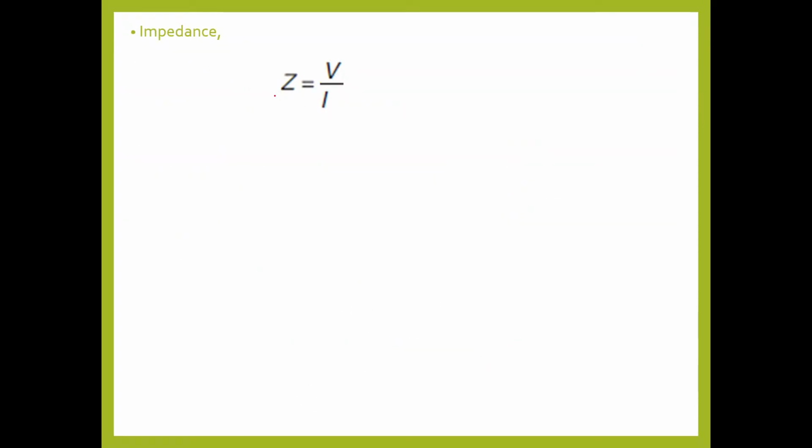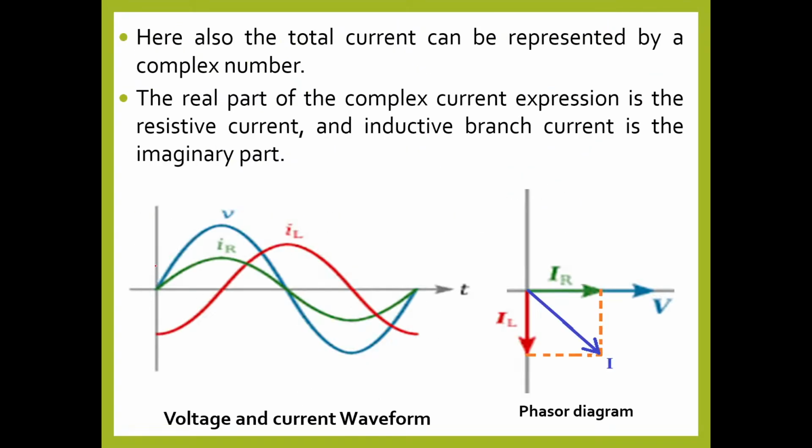Okay, so what is impedance for this circuit? Z is equal to V by I. So if you draw the waveforms, here the resistive current will be in phase with source voltage, whereas inductive current will lag voltage by some angle. See here, it is lagging, it is already negative.